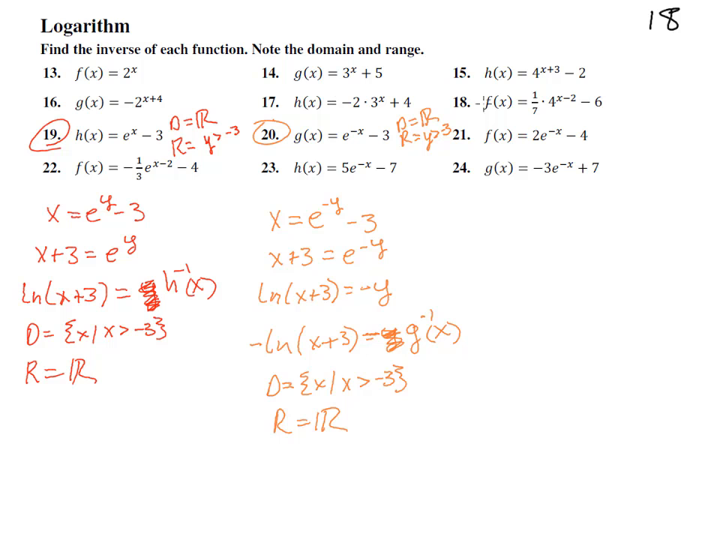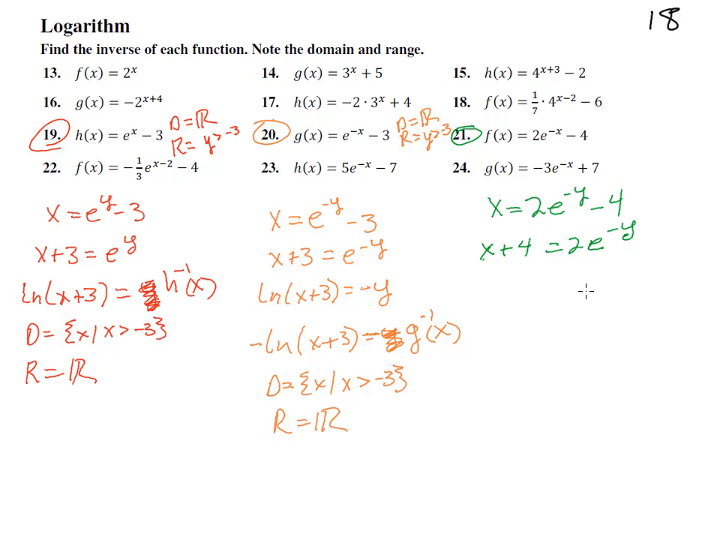And finally, number 21. Okay, so let's switch the x and the y places, so we get x equals 2e to the negative y minus 4. Add 4 to both sides, equals 2e to the negative y.